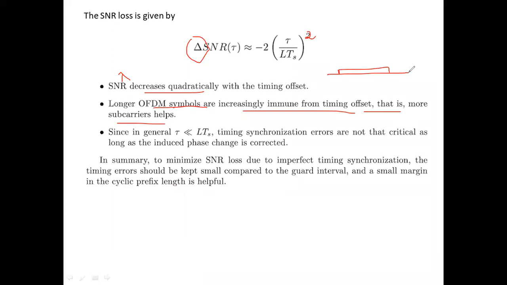Let us see it in the frequency synchronization. It's like a bootstrap thing. You try to make the performance better in the time domain, but in the frequency domain it is going to suffer. Anyway, what do they say? SNR decreases quadratically with the timing offset. Since in general you have taken care of things here, timing synchronization errors are not that critical as long as the induced phase changes are corrected. Fine, but there is a catch here.